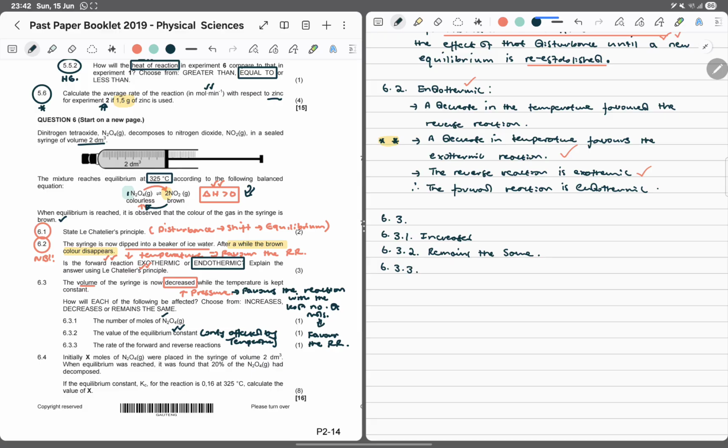Right, so 6.3.3 says the rate of the forward and reverse reactions. Now remember, an increase in pressure in this case, what will it do? It will favor the reverse reaction by making it faster, right? So it will increase the reverse reaction. But if the reverse reaction increases, automatically the forward reaction will also catch up to get to a new equilibrium. So this means they will both increase. So we'll write increases. Remember, pressure does affect the reaction rate as well.